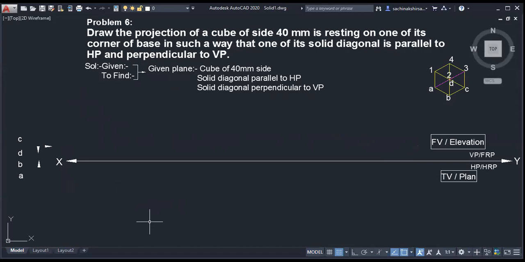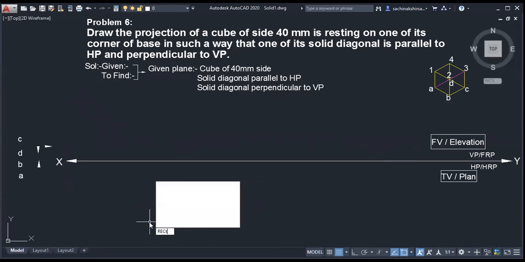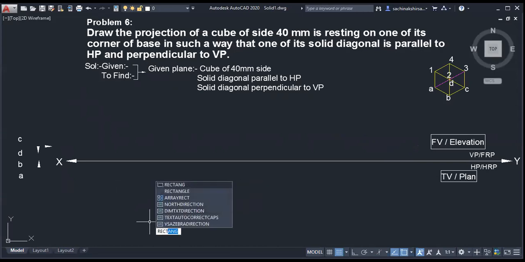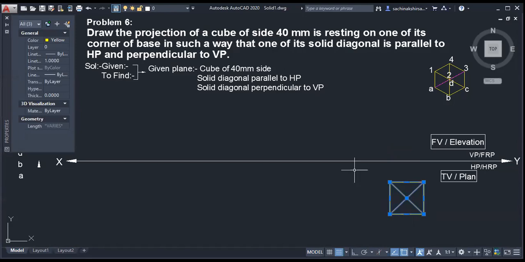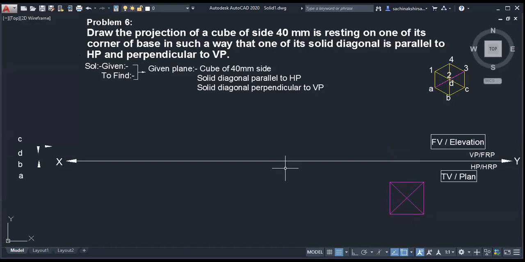Outside, we have to draw one square. What will be its side? 40 mm. So outside you will draw one square, then you can join its diagonal. Earlier, I think the same was there in the problem. Yes, sir. Okay, let it be the same. So here you can draw.